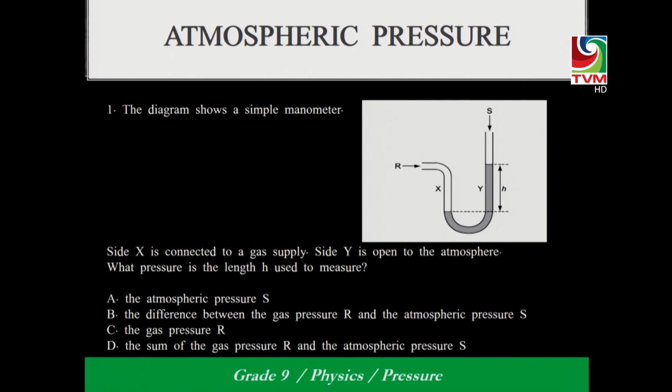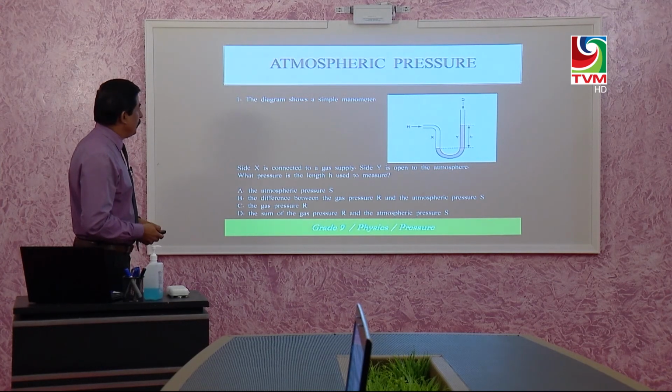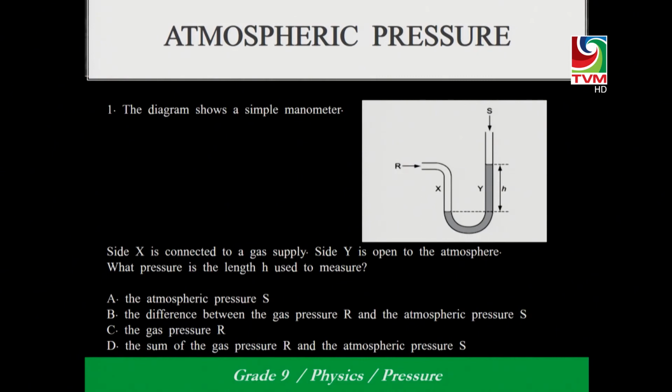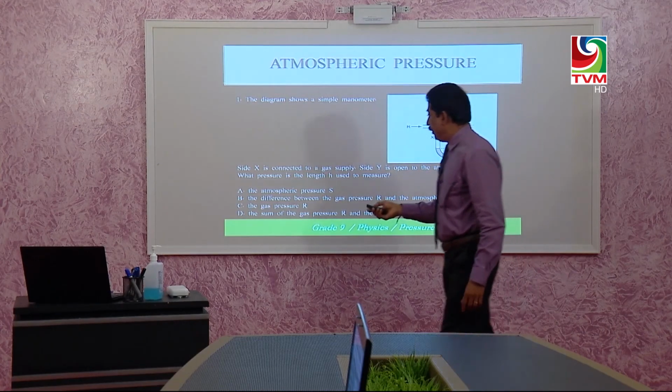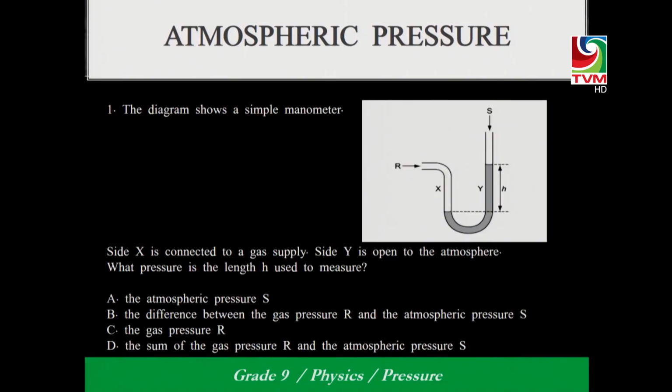Now, again some questions from the past papers related to manometer. The first question, the diagram shows a simple manometer. The side X is connected to the gas supply, that is R, and the Y is open to the atmosphere. What pressure is the length h used to measure? Length h is what? It is the pressure difference.